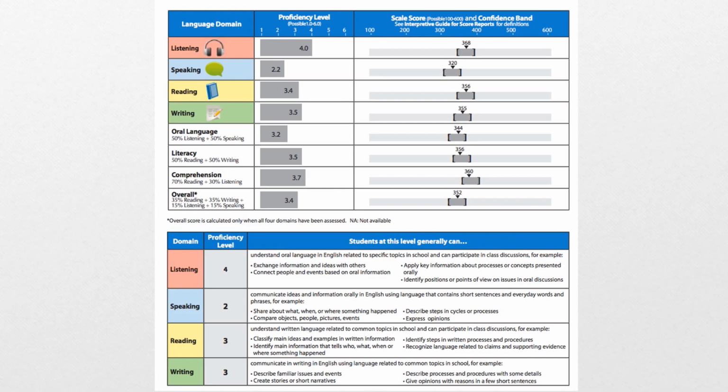Let's take a look at the reading. This particular student is a level 3 in reading. So that student may be able to understand written language related to common topics in school and can participate in class discussions. For example, classify main ideas and examples in written information, identify main information that tells who, what, when, or where something happened, identify steps in written processes and procedures, and recognize language related to claims and supporting evidence.